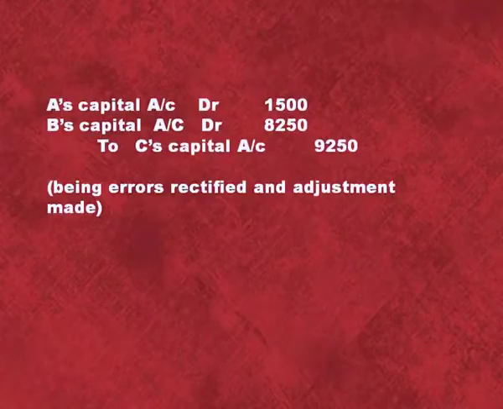Now, we will pass an adjustment entry. A's capital account debit 1500, B's capital account debit 8250 and C's capital account credited with 9250. That means we are taking 1500 and 8250 from A and B and giving it to C by crediting his capital account with 9250. This was the full-fledged question under which we can see different types of errors and how to solve these errors. Now we move to the last question.